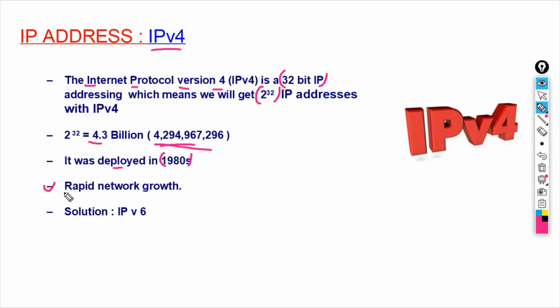But the network was growing very fast, and it was realized that there will be a shortage of IP addresses one day, and scientists started working on the solution, and the solution is IP version 6.